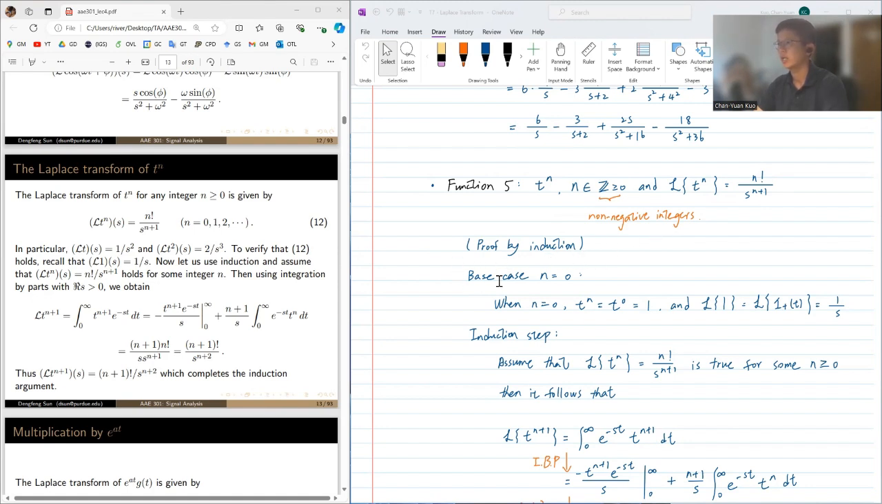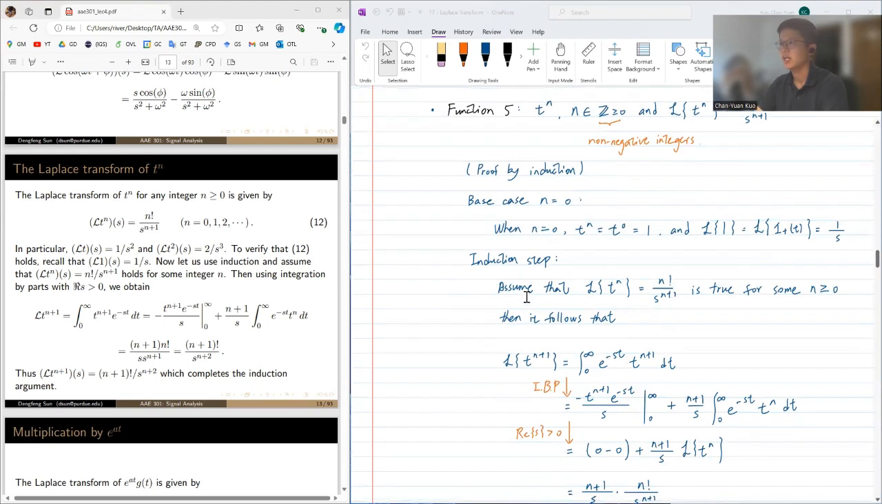So we first look at the base case where n equals 0. And when n equals 0, t to the power of n equals 1, and the Laplace transform of 1 equals 1/s. And next, we look at the induction step. First, we will assume that the Laplace transform of t to the power of n equals n factorial over s to the power of n plus 1 is true for some n greater than or equal to 0. Then we check if the Laplace transform of t to the power of n plus 1 also follows this form.